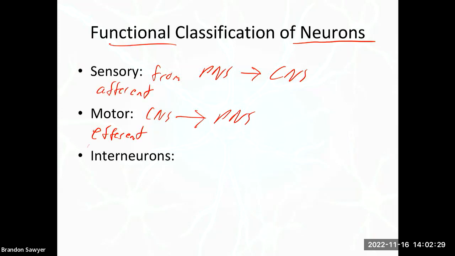Okay, but actually the vast majority of our neurons are neither one of those two. The vast majority are interneurons, right? Neurons that communicate with each other. Because we have around 100 billion neurons in our brain, and that's where the vast majority of all of our neurons are. And most of those are interneurons, right? Communicating with each other. So that's just neuron to neuron communication.